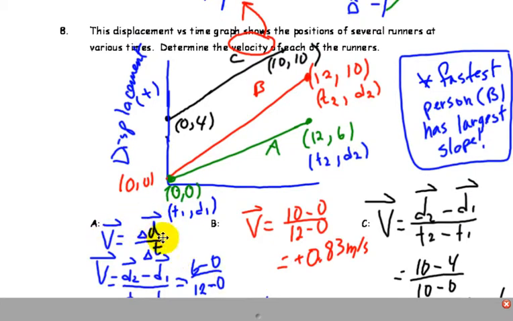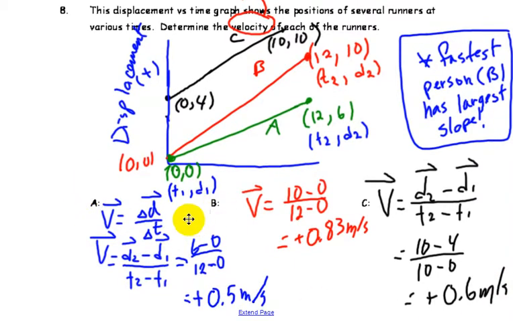V is equal to D over T, but we're looking at a change in displacement and change in time, so I narrowed it down to final displacement minus initial displacement over final time minus initial time, just like when you figured out slope in math class, y2 minus y1 over x2 minus x1. So for the first one, 6 minus 0 over 12 minus 0. That's my t1 d1 point, t2 d2. So I get plus 0.5 meters per second.